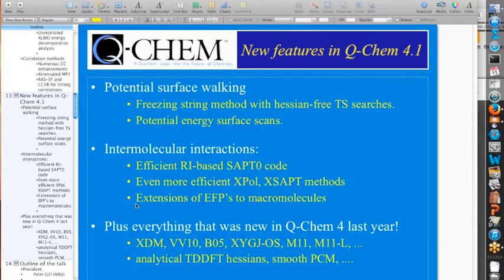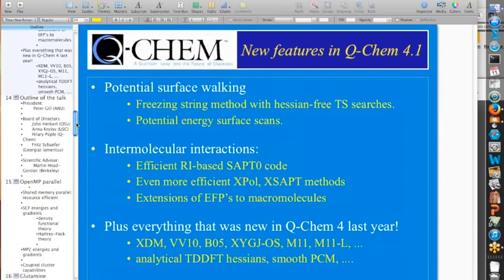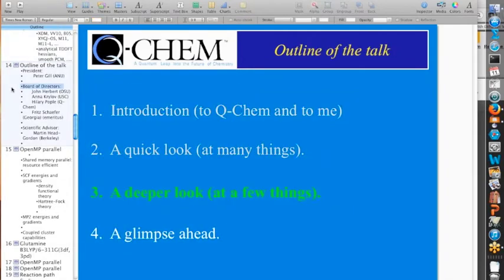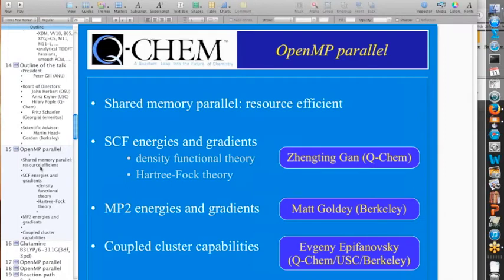And in addition to that, there's everything else that was new in Q-Chem 4 last year. So lots and lots of stuff there. But that's kind of an overview. And now what I want to do in this main section of the talk is dig a bit deeper into three or four of these topics. And we'll be starting with OpenMP parallel capabilities, because this really has a big impact on everyone who uses Q-Chem, and so it really should be the first topic to be discussed.